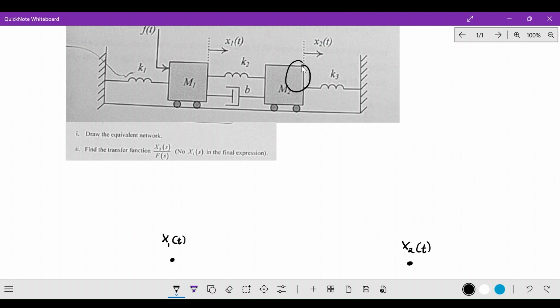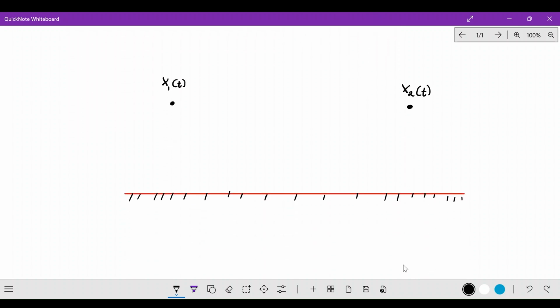Mass number 2 has displacement what? x2, isn't it? And you notice that at the same mass number 2, we have the spring with a spring constant k3. So this means that mass number 2 and the spring are undergoing the same displacement. So m2 and the spring with spring constant k3 must be connected in parallel. I'm going to connect these two in parallel.